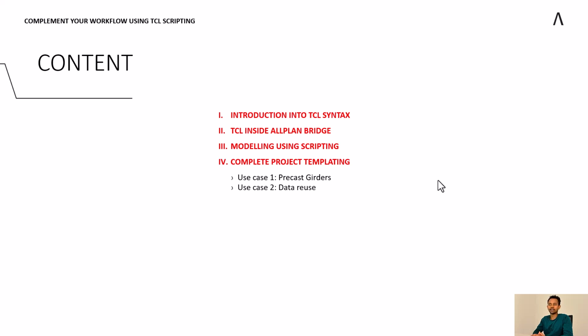Finally, we will close up our webinar by discussing how we can completely templatize a project. This would be quite interesting because we tend to have similar projects in our design offices. So this would be quite interesting in a sense that we can create one template for a given project, for example, for a precast girder. Then we can just change a few variables and we can have a different output. So we will have a look into this.